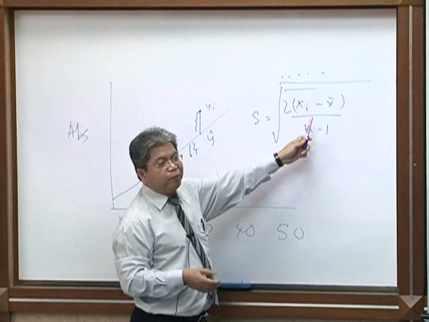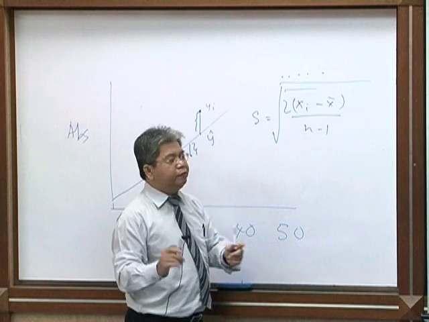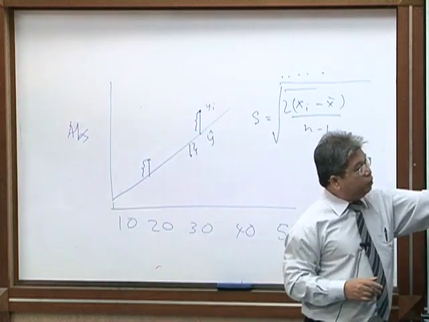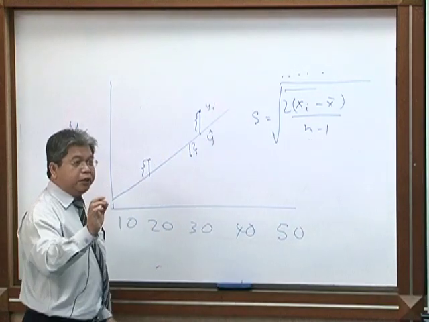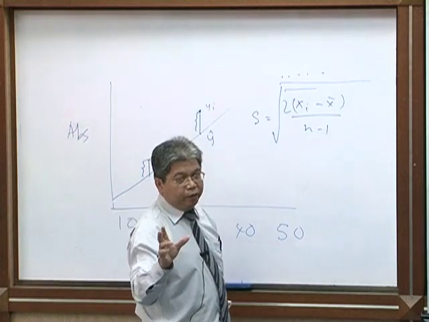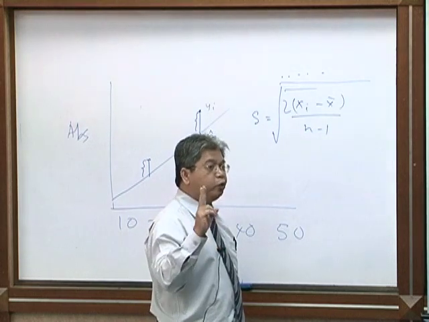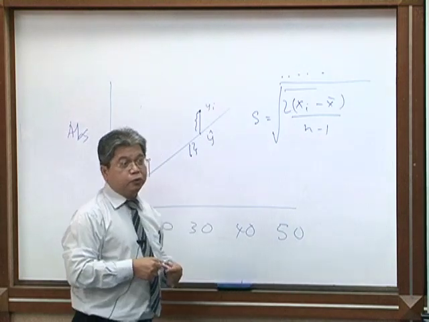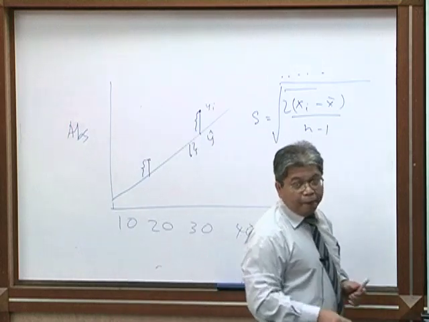mean value from the data itself. We estimate the mean value from the data itself. That's why we lost 1 degree of freedom. Here, in this case, we lose 2 degrees of freedom because we estimated B0 and B1, 2 parameters that we estimate from the data itself. So we lost 2 degrees of freedom. That's why it's n minus 2.